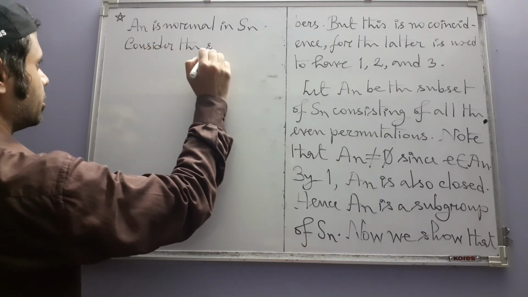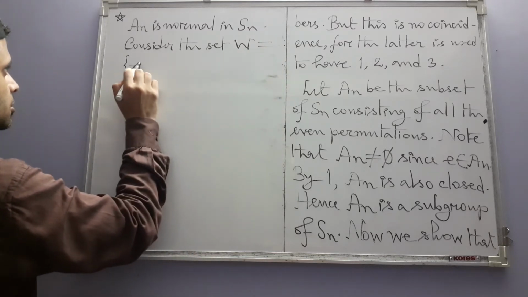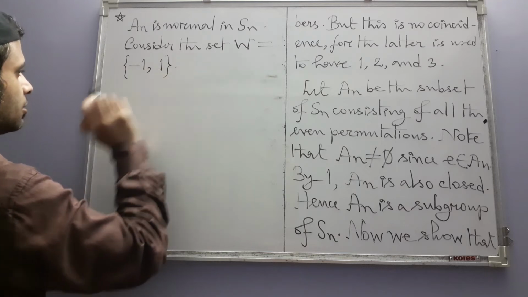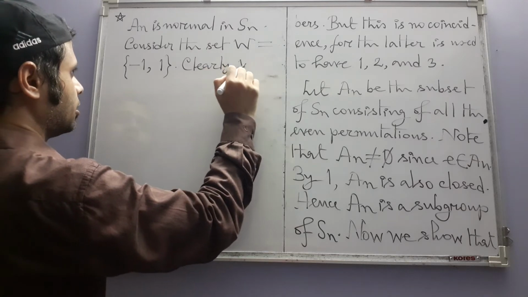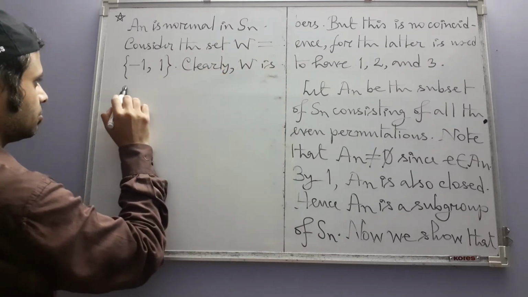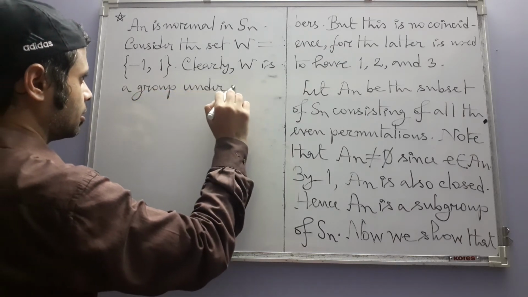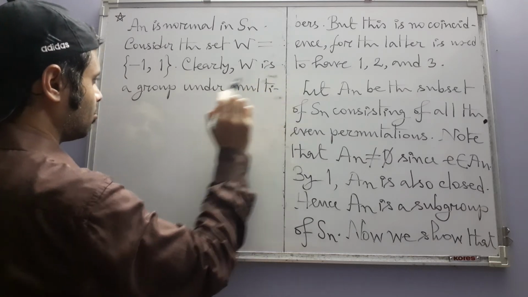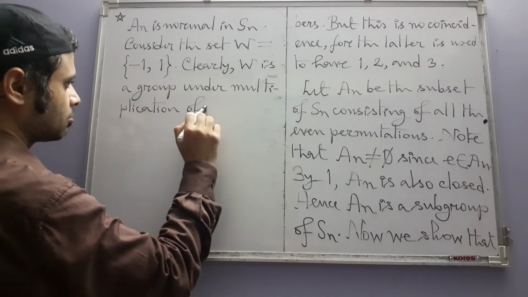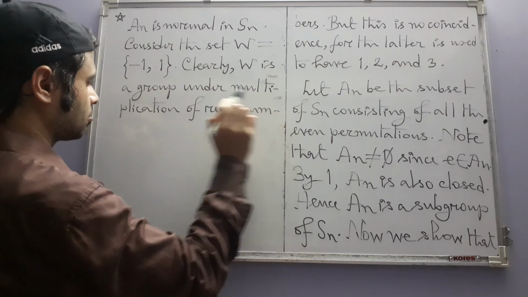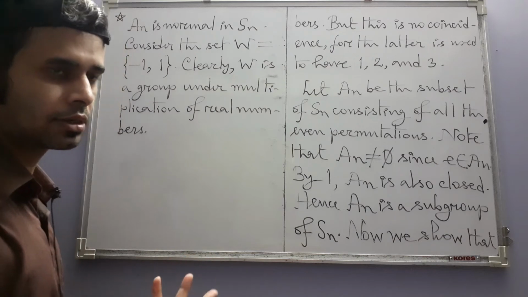Consider the set W consisting of the real numbers -1 and 1. Clearly, W is a group under multiplication of real numbers, which is a fact which probably you already know, or it's extremely easy to verify.